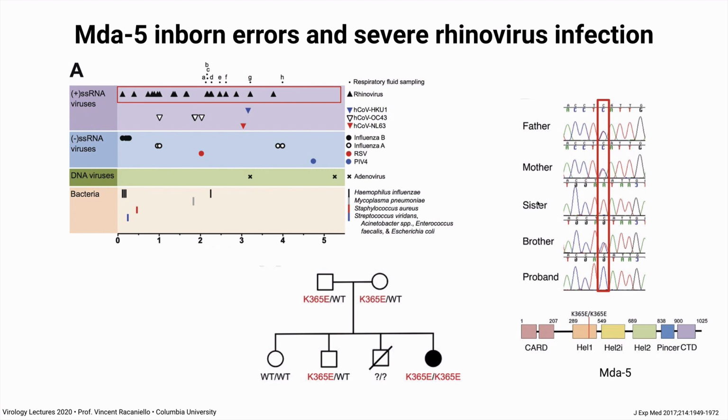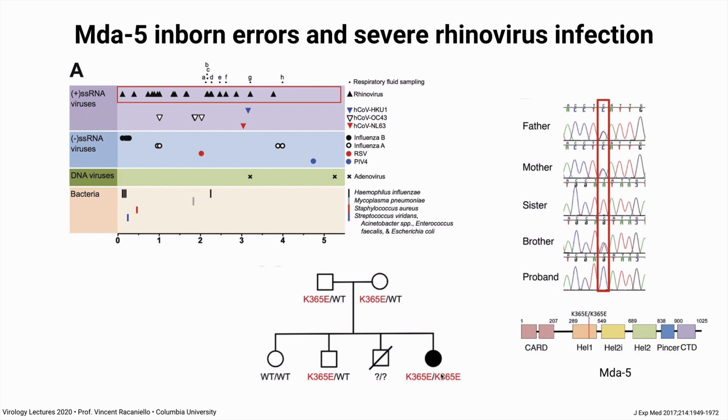So we have the father, the mother, the sister, brother. The proband is the patient. And the proband and some of the other individuals in this family have a single base change in the MDA5 gene. So here's the whole MDA5 gene with the different exons that are part of the protein, C-terminal domain, the card domain, the helicases. And you can see there's a single amino acid change here from lysine to glutamic acid, at amino acid 365 of the protein.